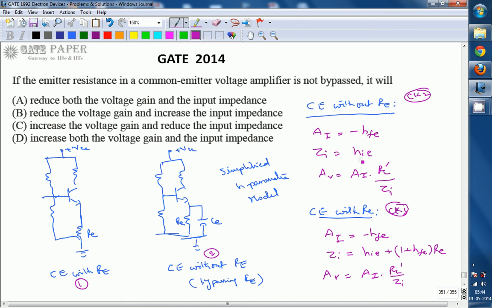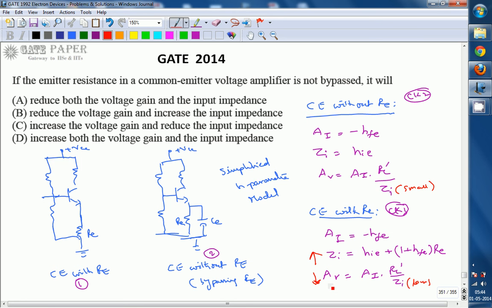ZI is HIE whenever RE is bypassed, and whenever RE is not bypassed, ZI increases, because you are getting the extra term (1 plus HFE) times RE. And because ZI increases, even though the voltage gain equation is the same, this ZI is going to be small and that ZI is going to be large, so that AV is going to be reduced. Voltage gain gets reduced whenever RE is not bypassed, and input impedance increases.